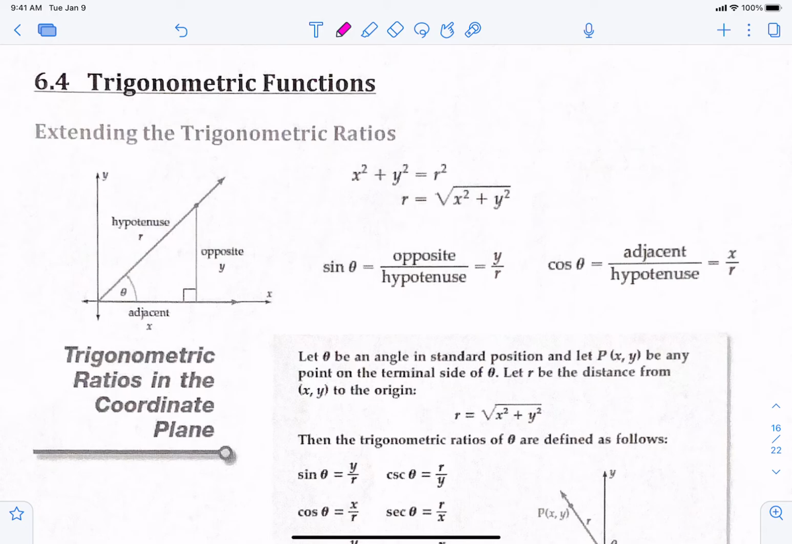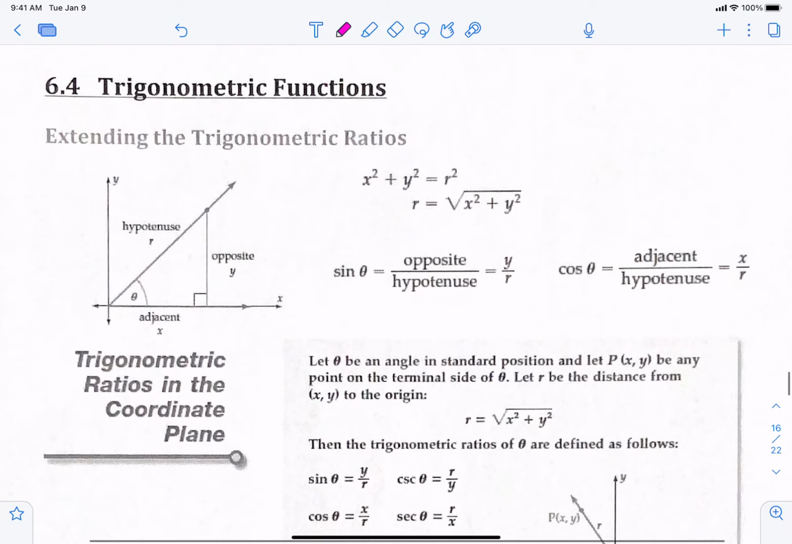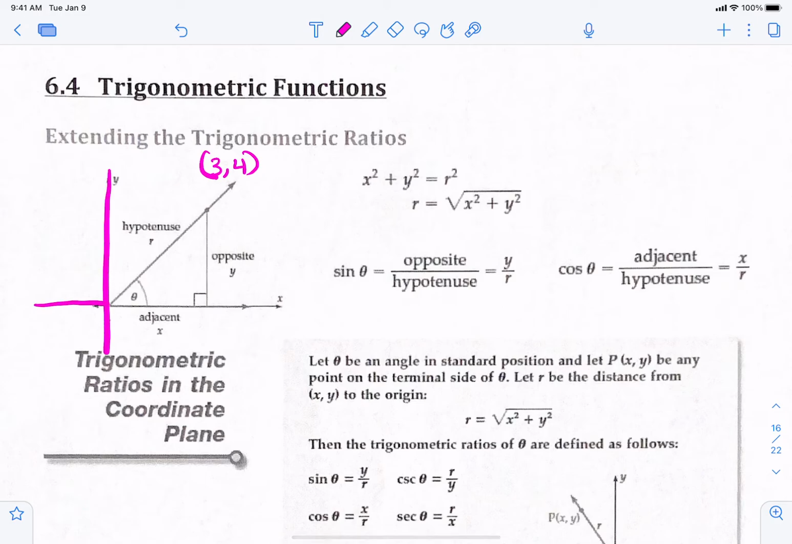Okay, so trig functions. This is just an elaboration on what we've been doing already, except they will do something like this to you. They will give you a point, like let's say the point 3, 4, okay? And what you're going to do is you're going to plot that point on a coordinate plane. So take a look at this over here. This is my coordinate plane, okay?